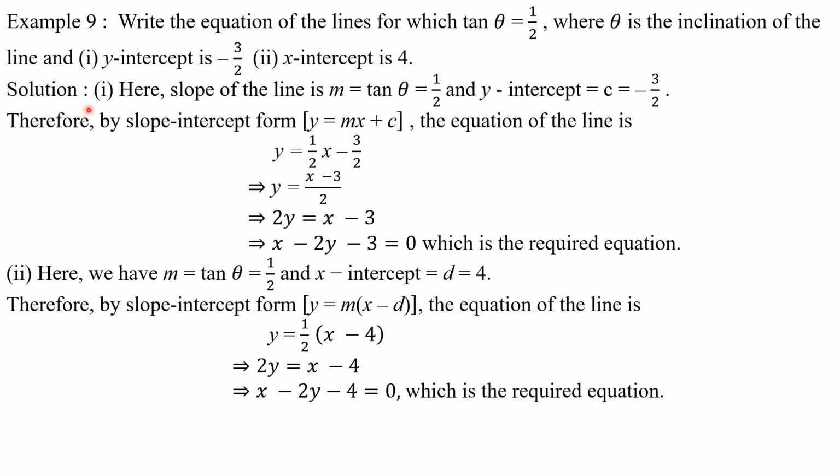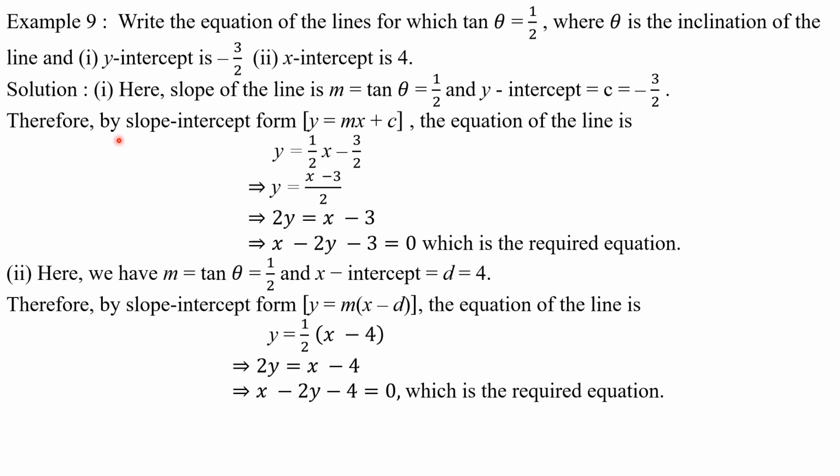Yes. Now come to the solution part. First, let us solve the first part of this question. Here, slope of the line is m, that is equal to tan theta is equal to 1 by 2. Previously, I told you, throughout this chapter, we denote small letter m to denote slope of a line. The small letter m denotes slope of a line, that is equal to tan theta, because theta is the inclination of the line, that is equal to 1 by 2, and y-intercept, that is c, is equal to minus 3 by 2. Understood this statement, children?